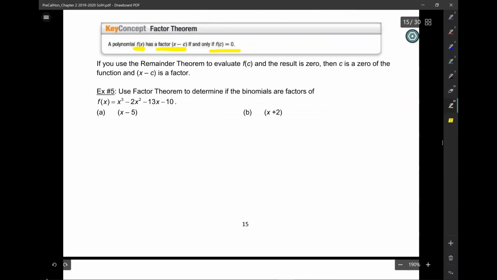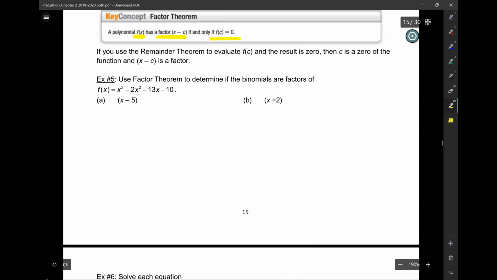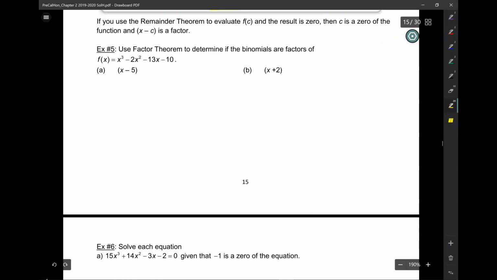So use the factor theorem here to determine if the binomials are factors of the given polynomial. In order to see if it's a factor, we have to do synthetic division. If we get remainder 0, yes, it's a factor. So let's do it. First, I have 1, negative 2, negative 13, negative 10. What am I going to put here? 5. So 1 comes down, 5, 3, 15, 2, 10, 0. What do you think? Yes.